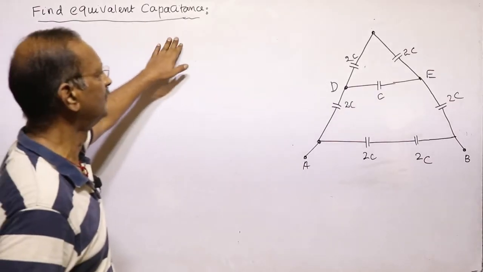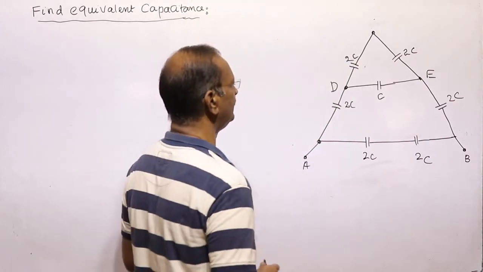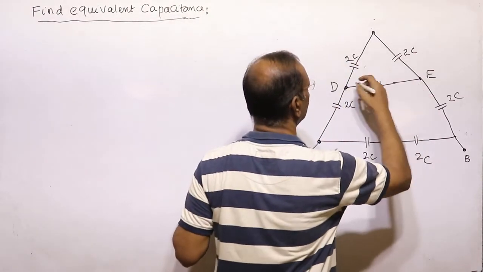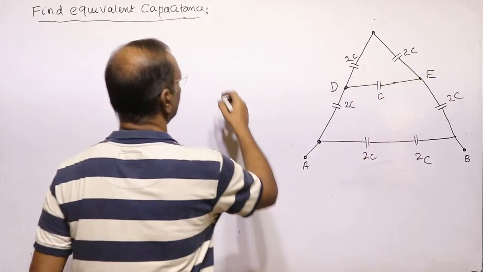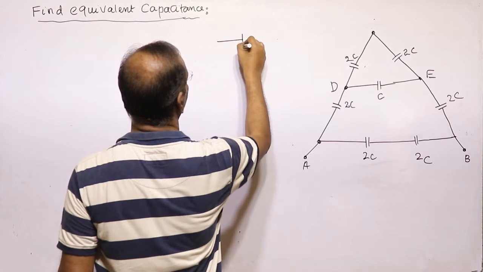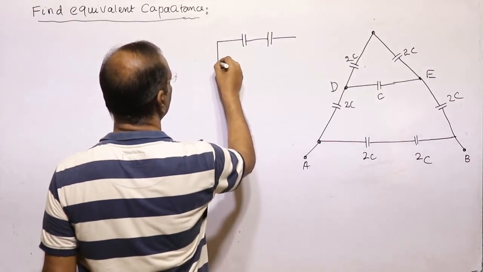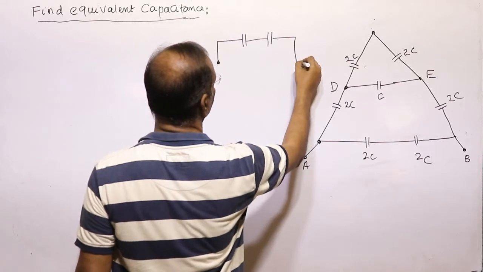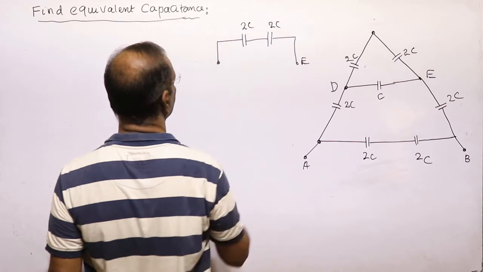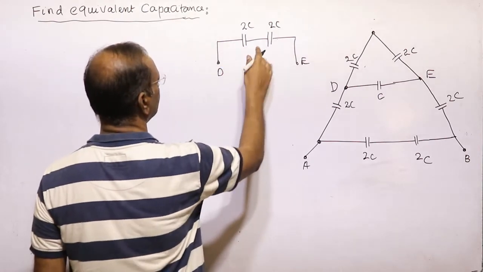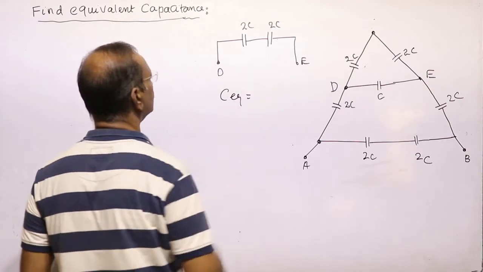Find the equivalent capacitance between A and B. So from here we can say this is the D point and E point. Between D and E, these 2C are in parallel. So between E and C, 2C, this is the point D, this is the point E, 2C, which can be converted to 2C to C. So C equivalent is equal to 2C.